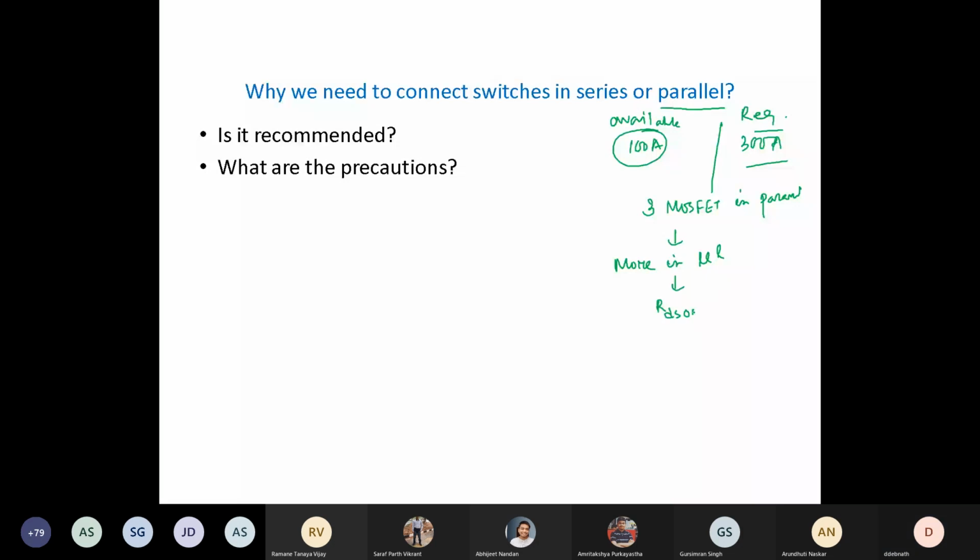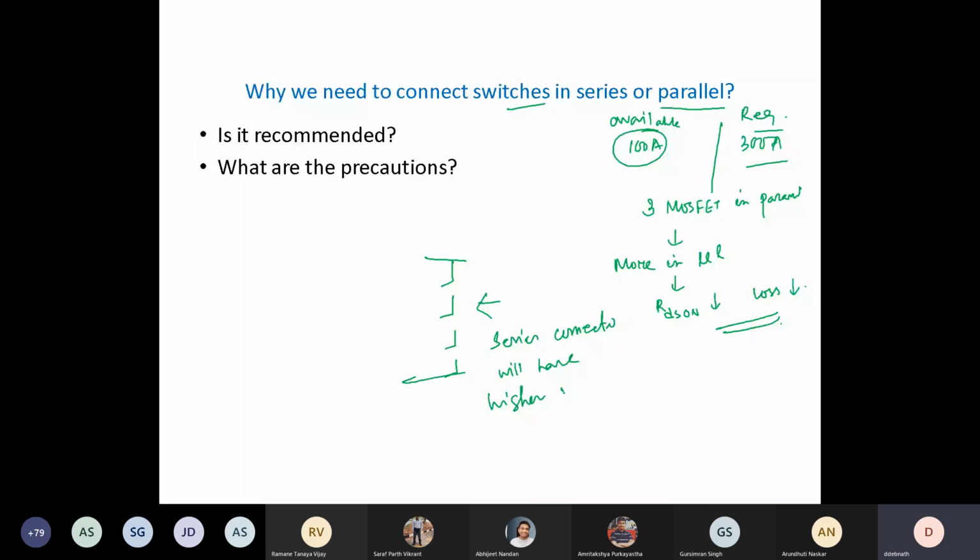Okay. And same with the voltage rating. If I need higher voltage blocking, I may require some series connected devices. As you know, series connected devices will have higher voltage blocking capability. But remember, this is generally not used. Not popular. We'll discuss later on.